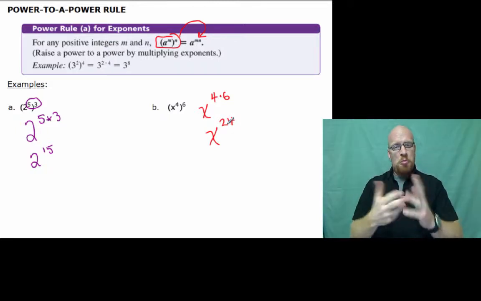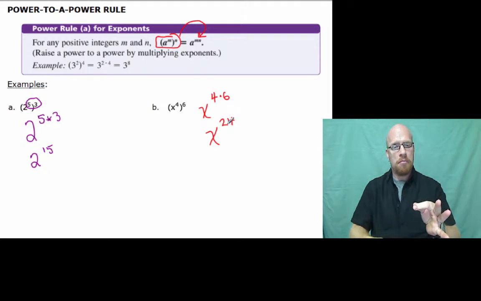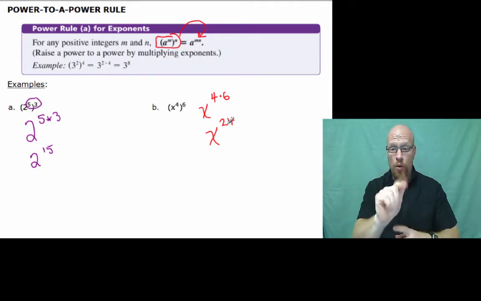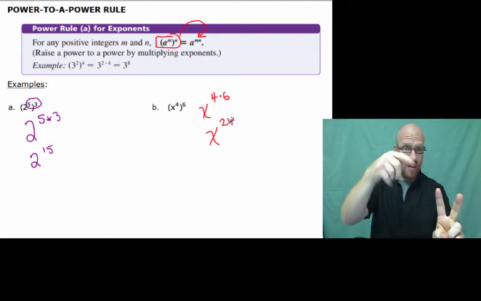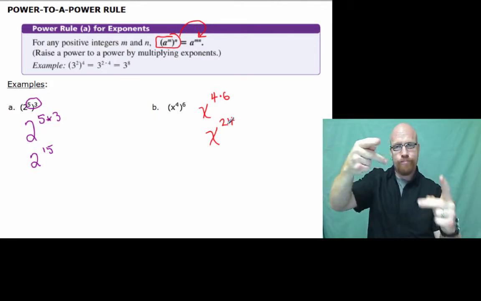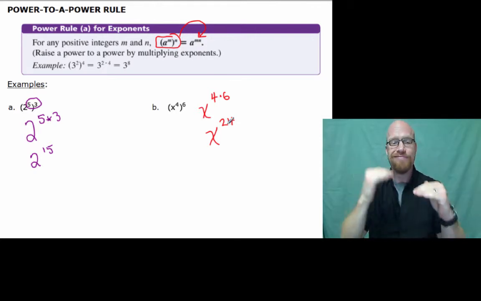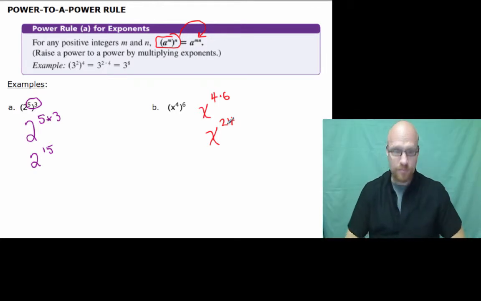Okay, it's the power to a power rule. Pretty simple. This is the case where we have like x squared to another power. So a power raised to a power. Let's go to our next example.